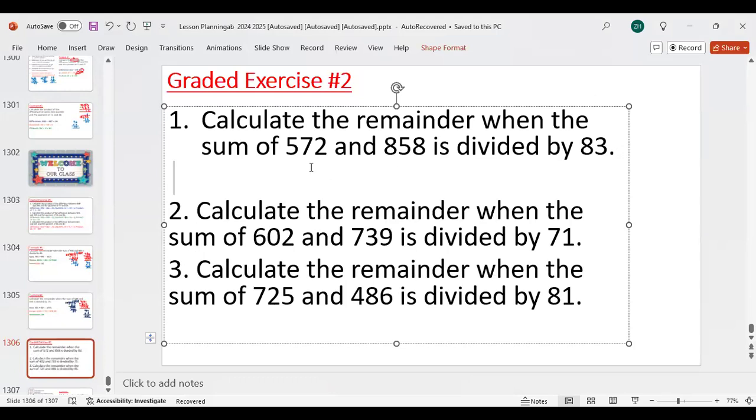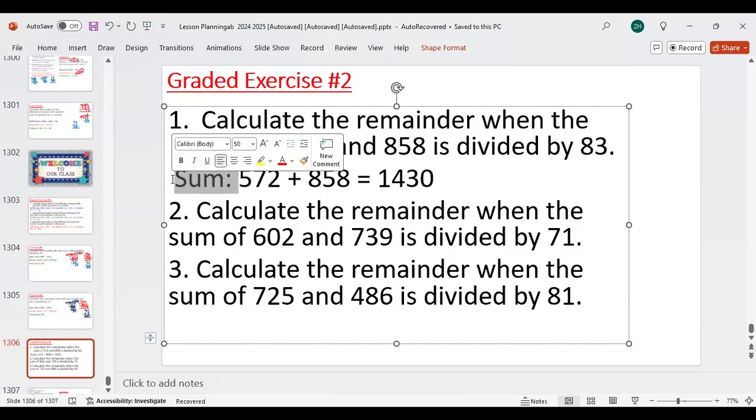Okay, so for this one, we first have to find the sum. What's the sum going to be? 572 plus 858 equals? Very good. What do you have for that? 1,430. So 572 plus 858 gives 1,430, right? Yes, sir. Good. That's the sum.